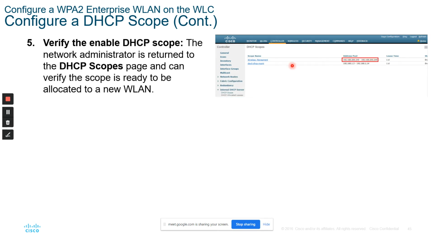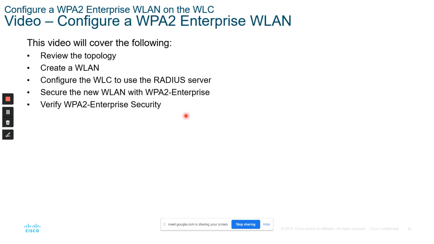And in order to verify, simply go to the controller, and then you should be able to see your scope that you created. The address pool is over here. Okay, so this is how you can set up the DHCP scope, which is creating a pool simply.